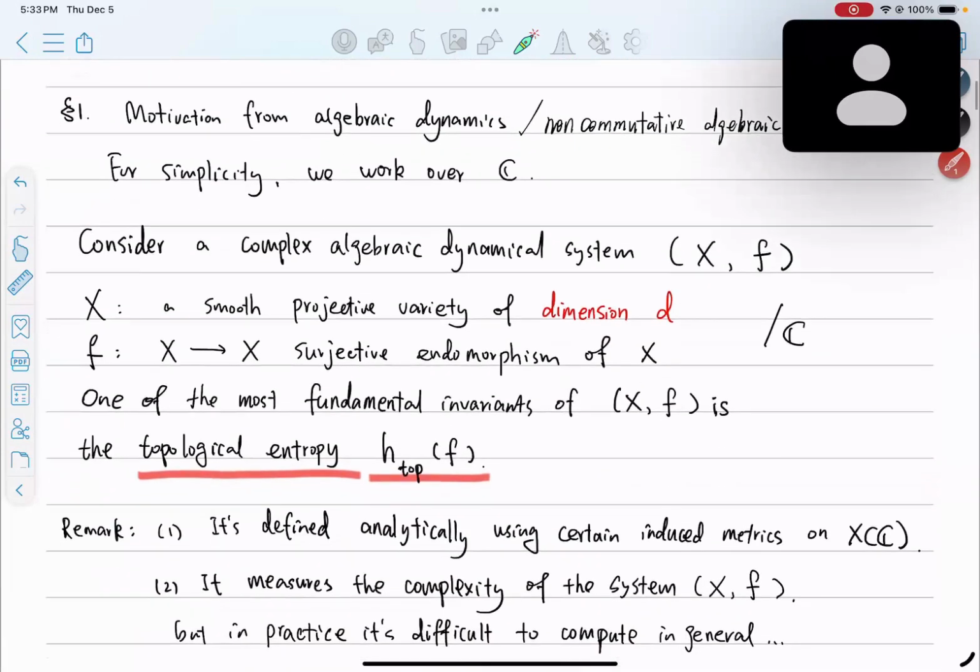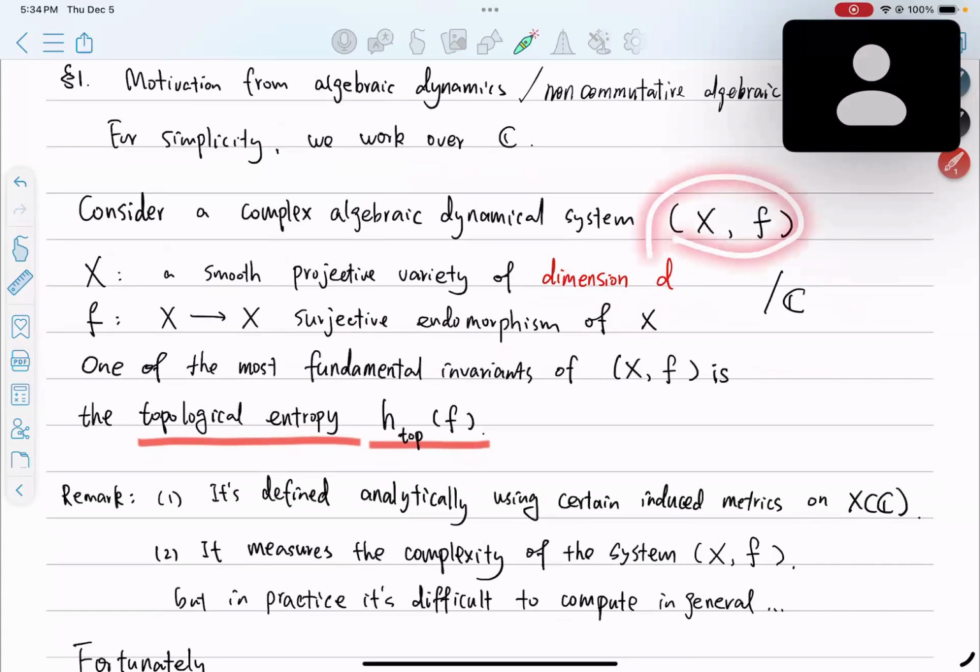So first of all, let me start with the so-called algebraic dynamics. For an algebraic dynamical system, this is just a pair (X, f). X is a variety. In this talk, I just focus on varieties defined over C. Actually, our result also works in positive characteristic, but for simplicity, let's say X is a smooth projective complex variety, and f is a surjective endomorphism. And I also always use d to denote the dimension of the ambient variety X.